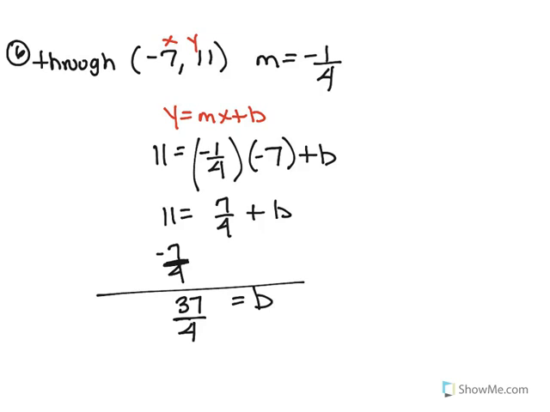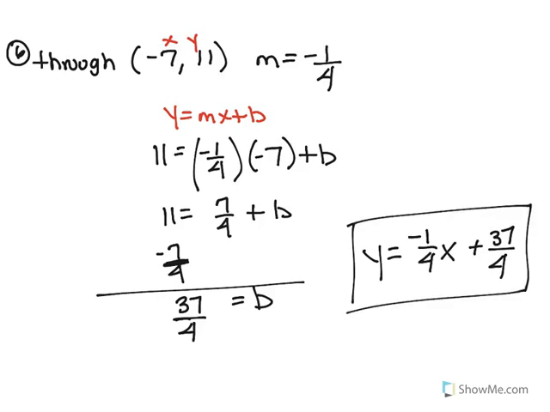Questions? What's my equation? Y equals? Plus 37 over 4, good. Y equals -1/4 x plus 37 over 4. Still okay?